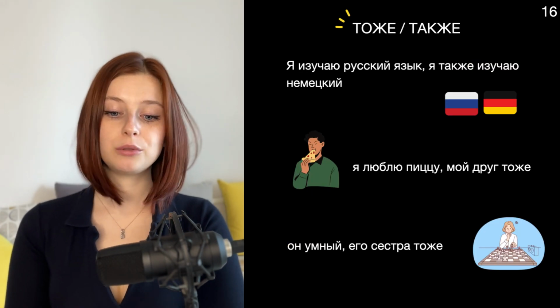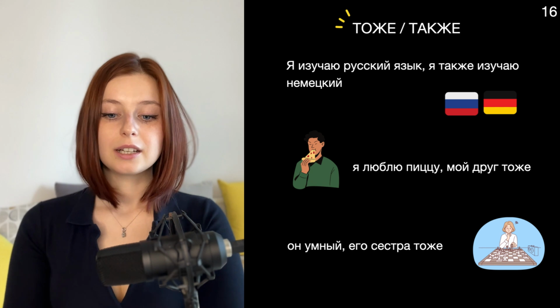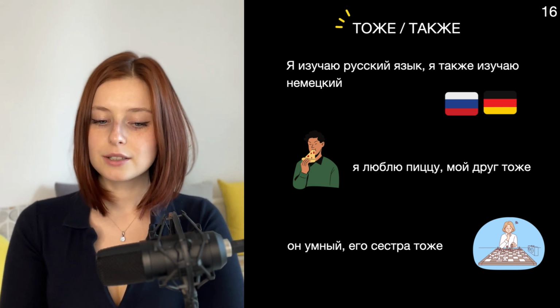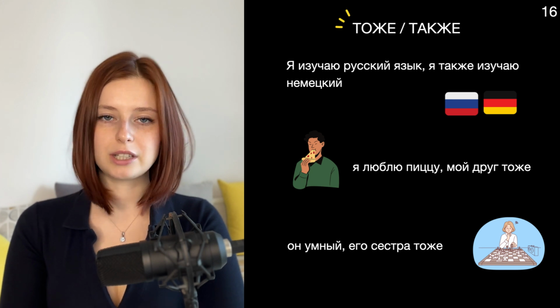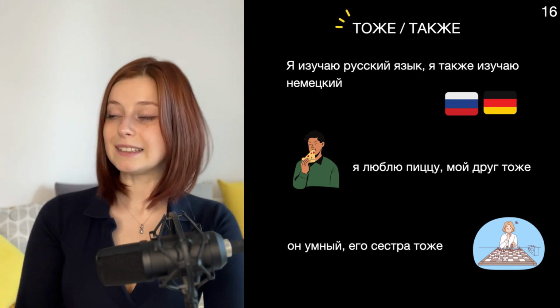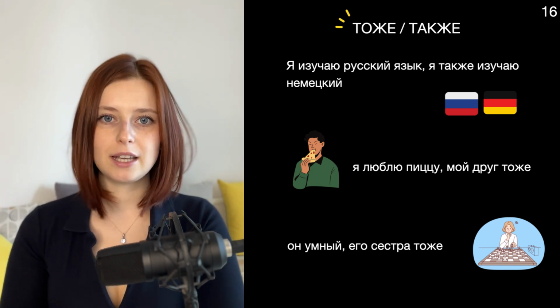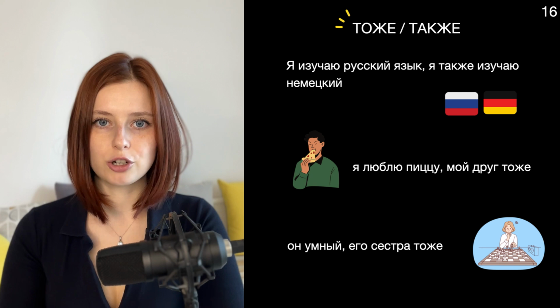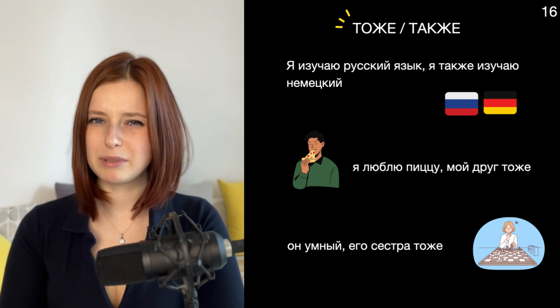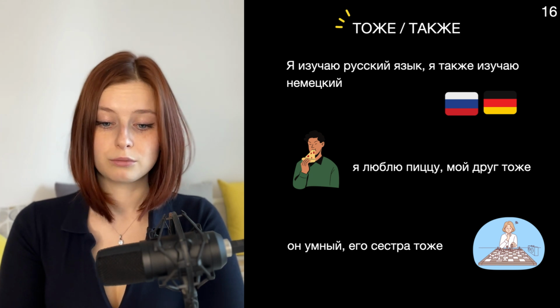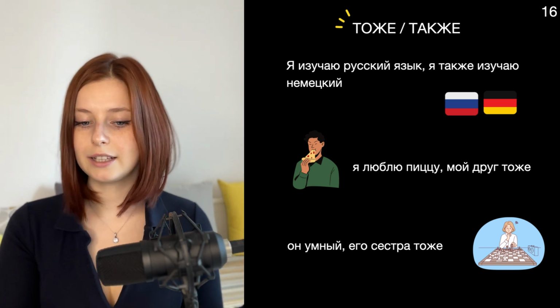Я изучаю русский язык. Я также изучаю немецкий. So in this case, you just need to know the difference between ТОЖЕ and ТАКЖЕ. This is probably one of the most common mistakes that people make when learning Russian. And I know it's a bit difficult to understand. For example, я люблю пиццу. Мой друг тоже. I like pizza.